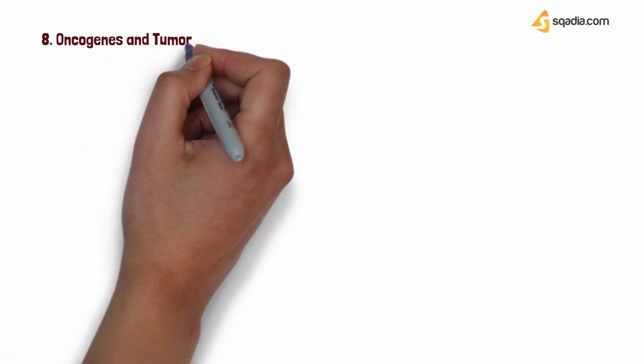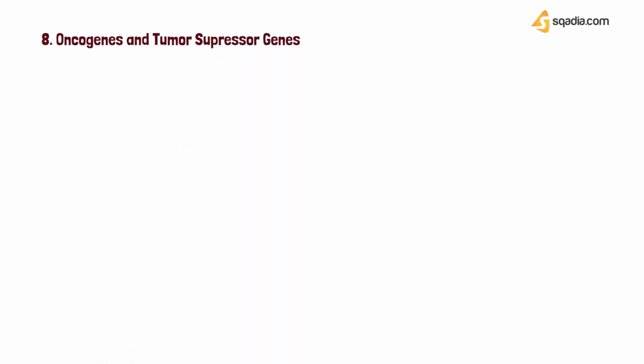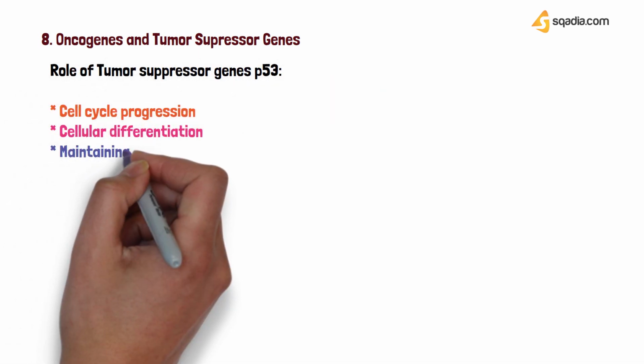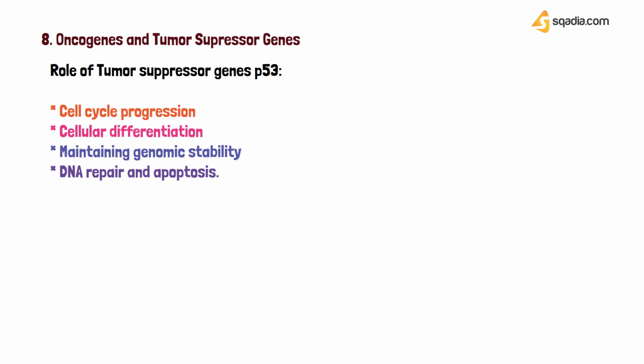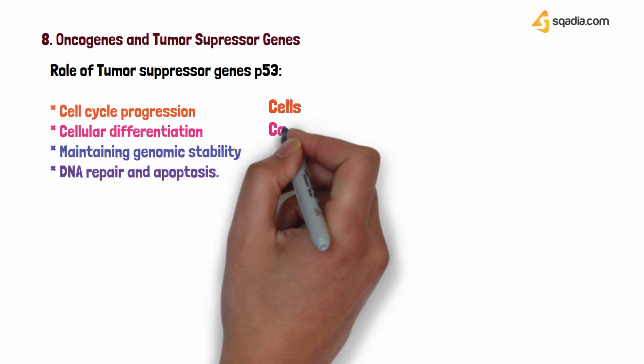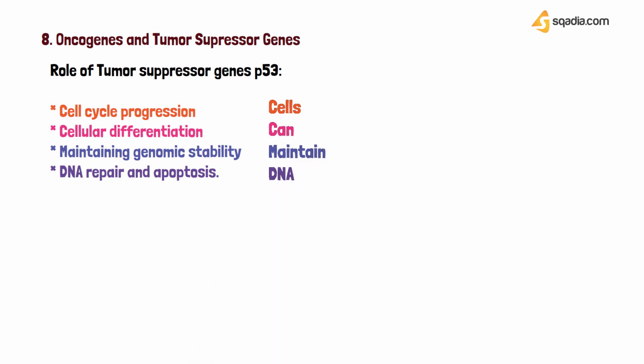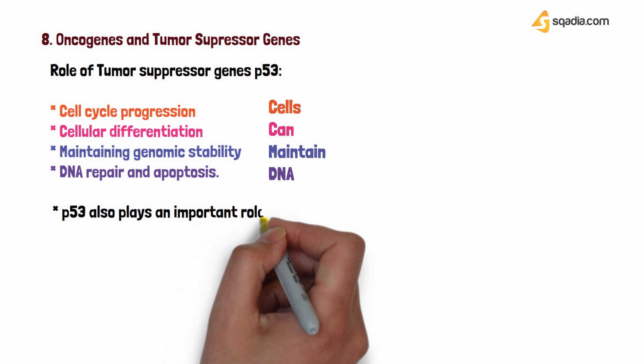Next is oncogenes and tumor suppressor genes. Tumor suppressor gene, the p53 gene, has some very important functions. These include cell cycle progression, cellular differentiation, maintaining the genomic stability, DNA repair, and apoptosis. To remember these functions, there is a small mnemonic: cells can maintain DNA. This is really easy to remember.